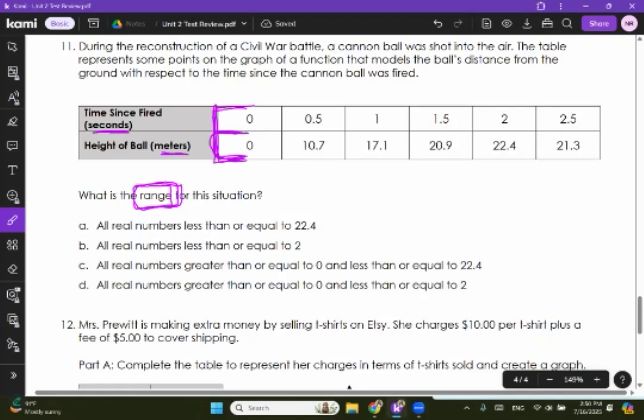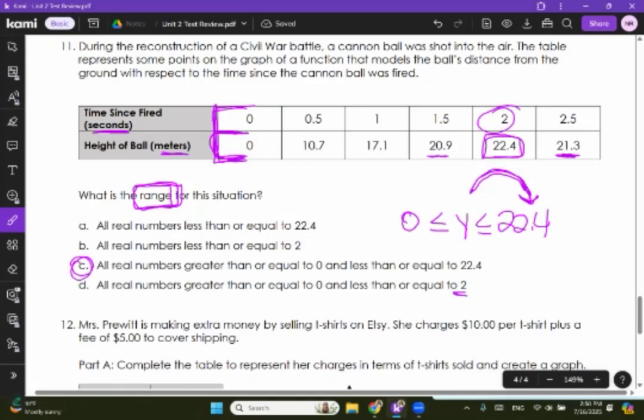Look at your numbers, and you'll notice that they're increasing, and then it starts to decrease, right? 20 to 22 is increasing, 22 back down to 21. This is where your cannonball is probably falling back down, right? So that means we're going to go from 0 to 22.4, which is C.